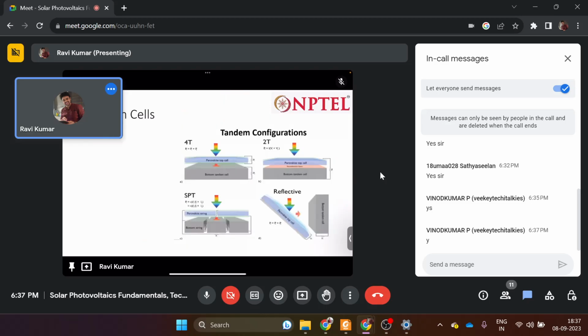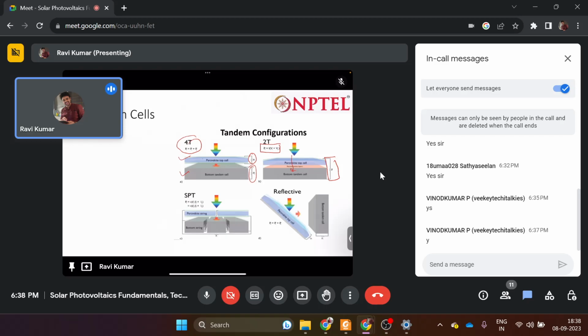So it's like we have one cell, then a second cell, and we are taking individual output. So total output will be P1 plus P2, as I talked about previously. And in case of a single output like this, we will have the same current because they are connected in series. So current needs to be the same and voltage will be added up. So this will be the power output for a two terminal tandem cell configuration.